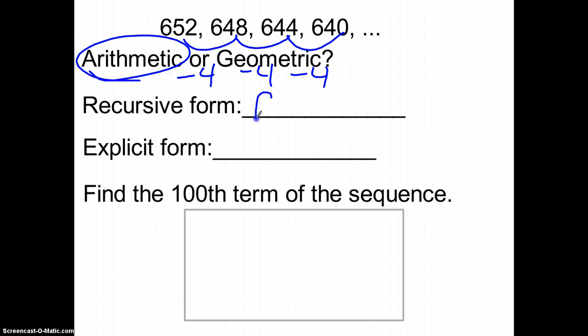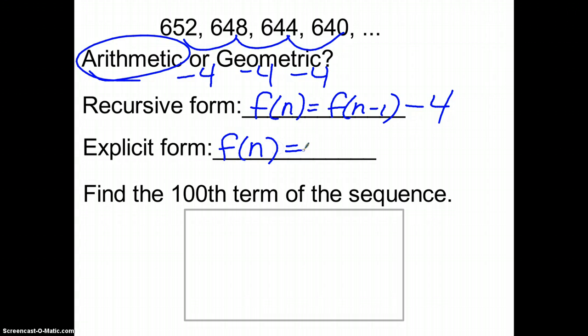Recursive form of that: Fn equals Fn minus 1. That's the previous number. So what do I do to the one before to get the next one? Well, I take 4 away. Fn, the first term, 652. It's going down 4. That's our slope. And then n minus 1.